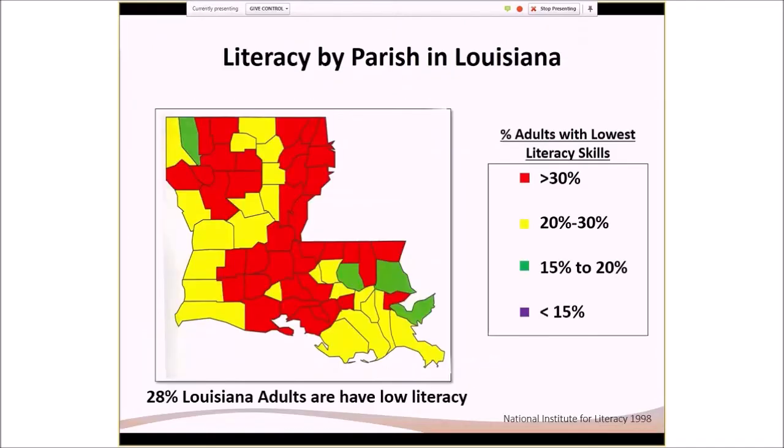So here's a map of Louisiana by parish, and the red parishes, over 30%, have low literacy. They are in the lowest literacy category according to the first national literacy test. You notice that we do not have any purple parishes in Louisiana, where less than 15% of the adult population.